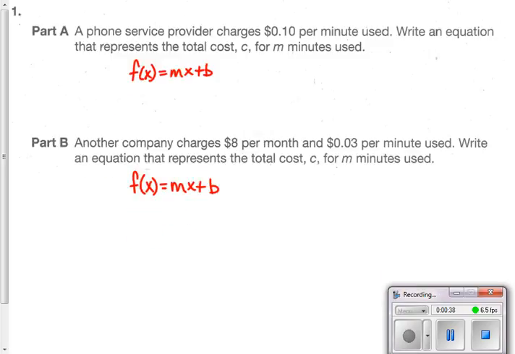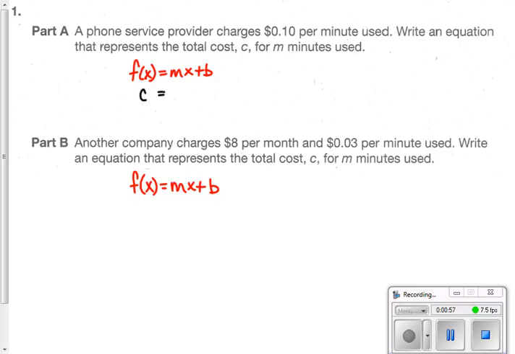Question 1, part A, says a phone service provider charges 10 cents per minute used. Write an equation that represents the total cost C for m minutes used. So your total cost is what you want to find out. So that's going to be our f of x, or the y value.